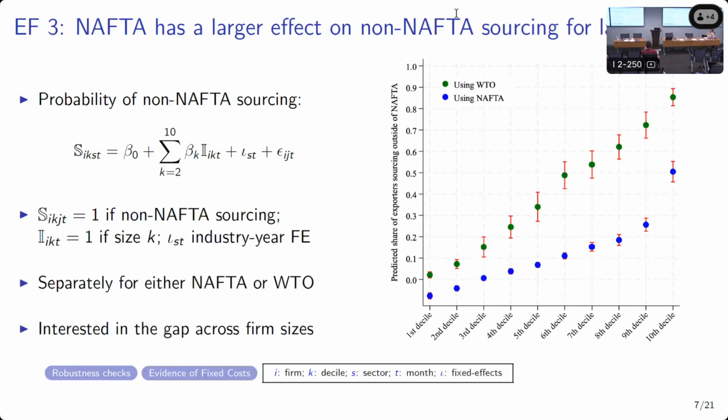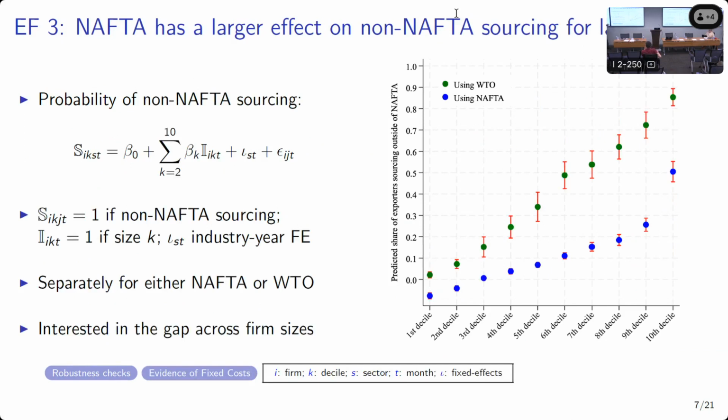Okay. Now the third empirical fact, basically again, I'm regressing a linear probability model where S is a dummy for whether the firm purchased an intermediate input from a non-NAFTA country, let's say China, against firm size, including industry time fixed effects. And I'm estimating this equation separately for firms using NAFTA and those not using NAFTA to export, okay? So what can we learn from these results?